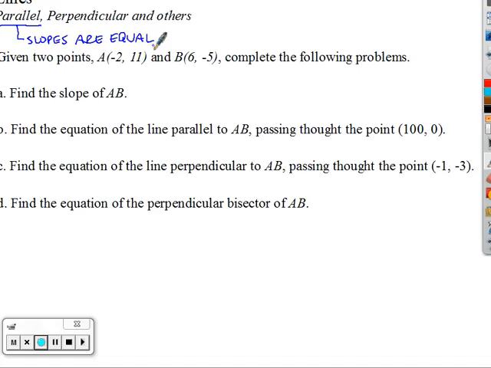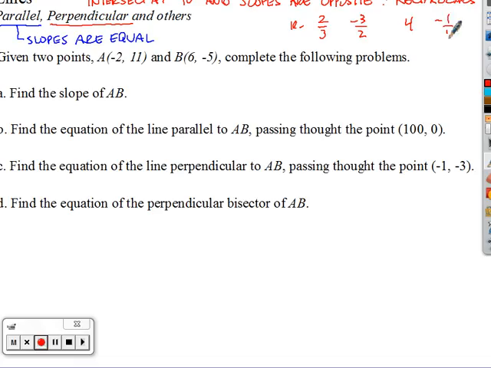Okay, and then perpendicular lines, on the other hand, will intersect at a 90-degree angle and their slopes have two qualities. They are opposites and reciprocals. For example, 2/3 and -3/2 would be opposite reciprocals. 4 and -1/4 would be opposite reciprocals. Both of those must be true.